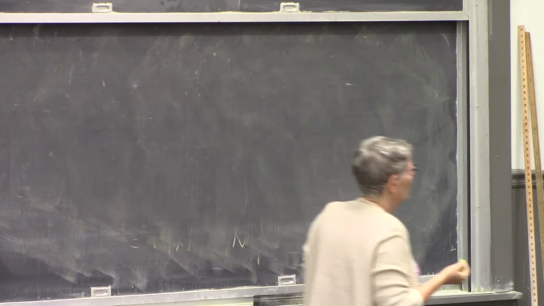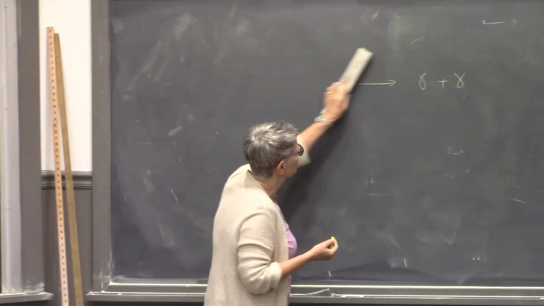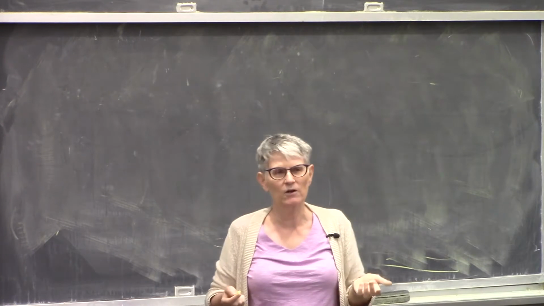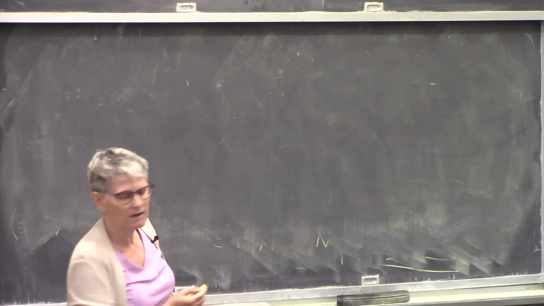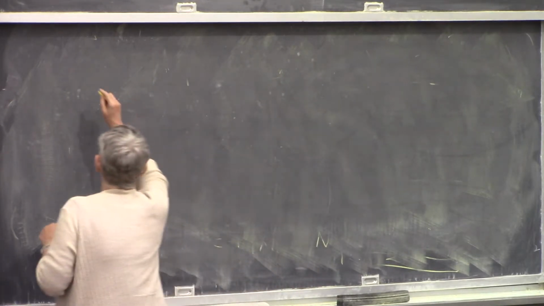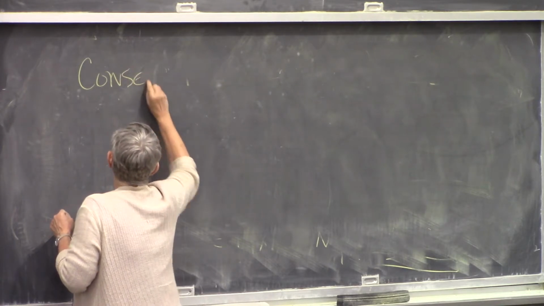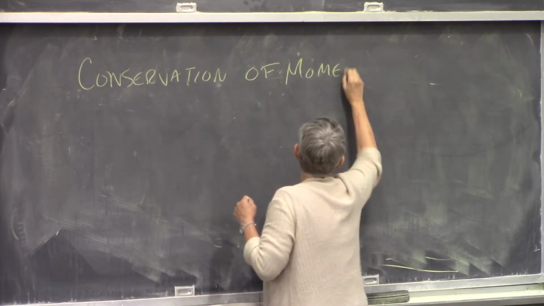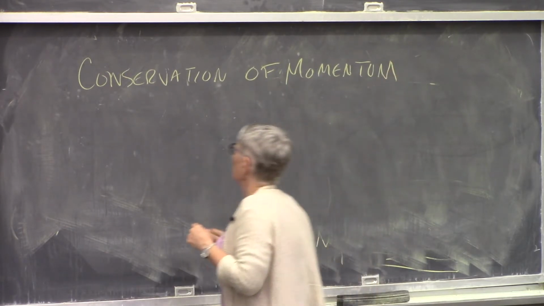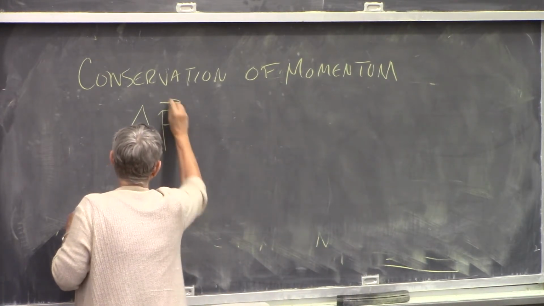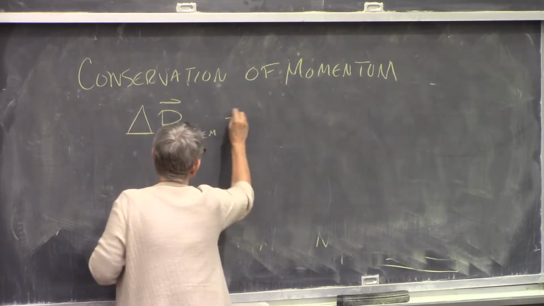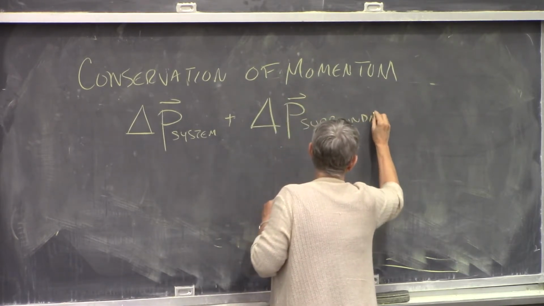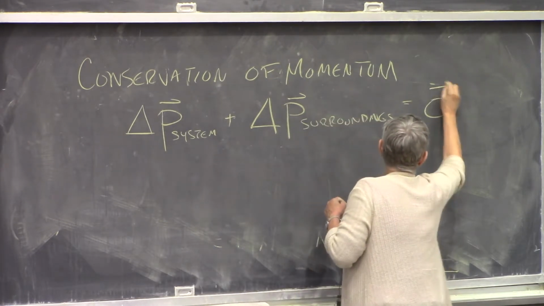And we're now ready to talk about the momentum of systems that have more than one object in them. Up to now we've always talked about the momentum of one particle. But we're going to talk about systems that have more than one particle, and we're going to talk about conservation of momentum and write the momentum principle in the following way. We'll say the change of momentum of a system plus the change of momentum of the surroundings is zero.